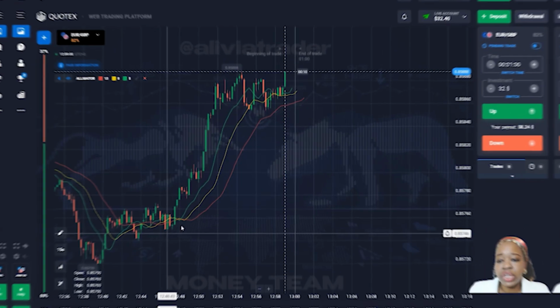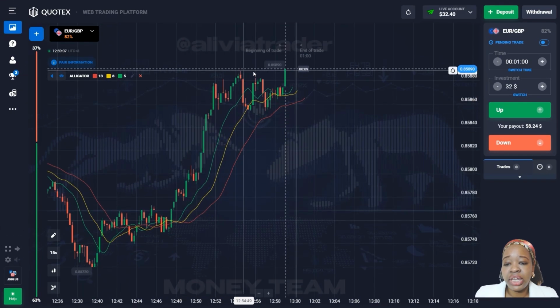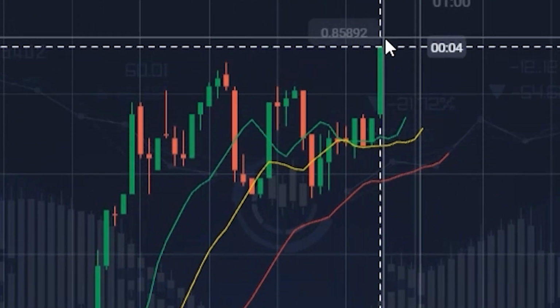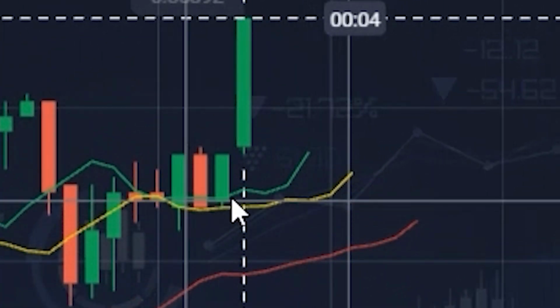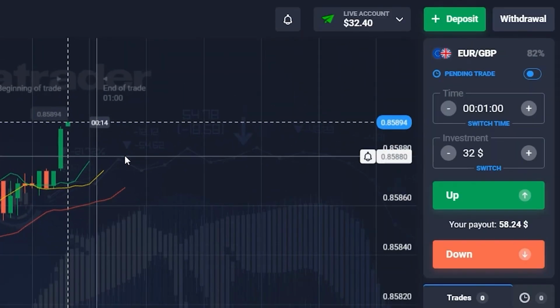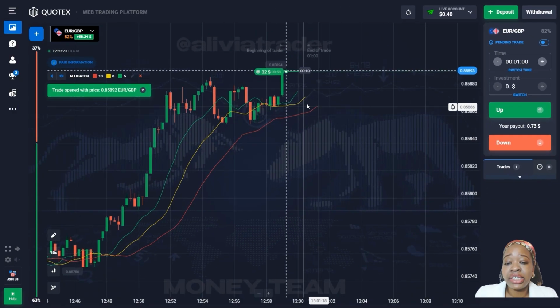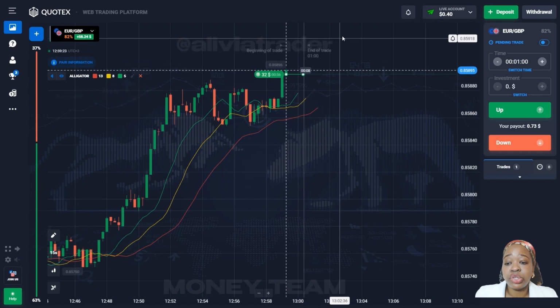Let me continue. So here you can see that the price is moving in a rising trend, and currently an impulsive green candlestick forms. At the same time, the green line of the alligator goes up. In this situation, I'm going to open the trade to go up, since the indicator gives me an idea that the price has a good upside potential.